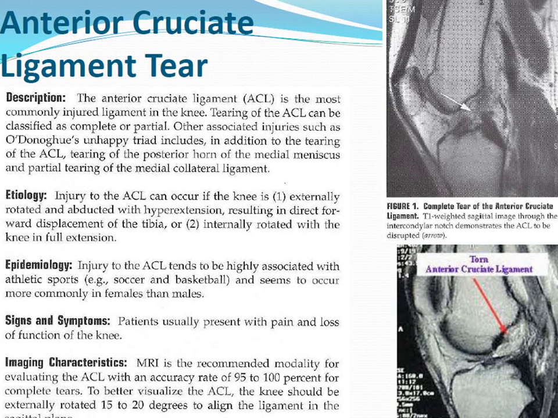MRI is really important to evaluate the integrity of the ligament and also to look for other injuries. So, you can have tearing of the medial meniscus, you can have tearing of... it's usually actually the lateral collateral ligament complex, and some bone bruising in the lateral aspect of the lateral tibial plateau. You can also see a bone bruise in the medial femoral condyle as a result.